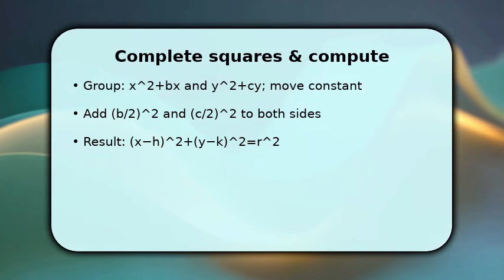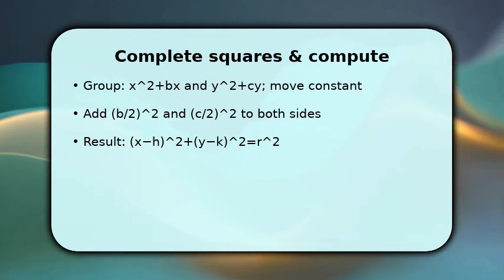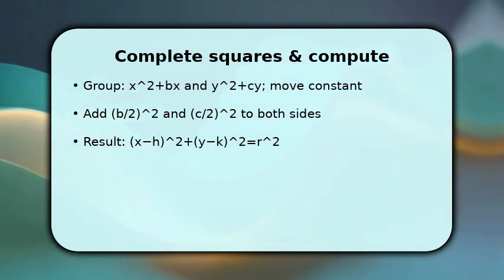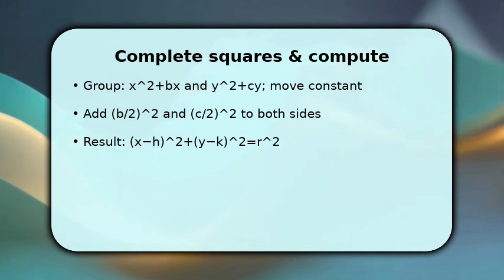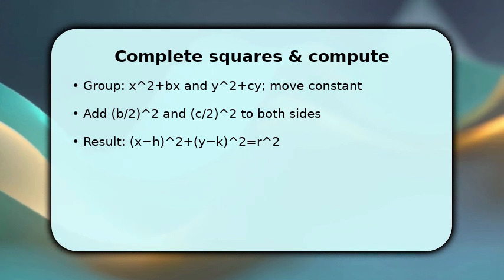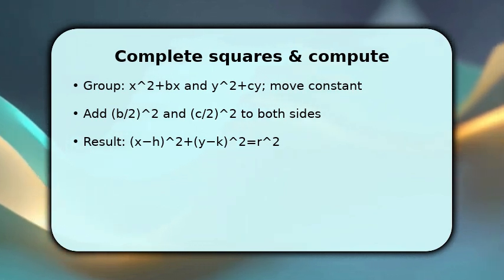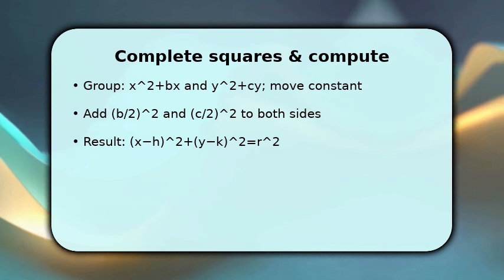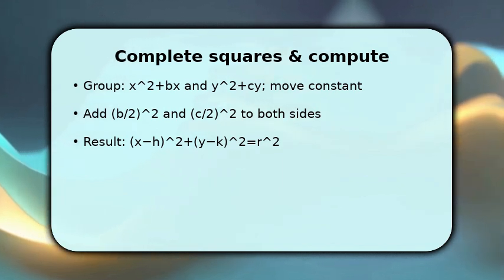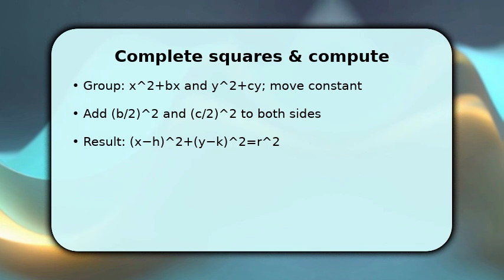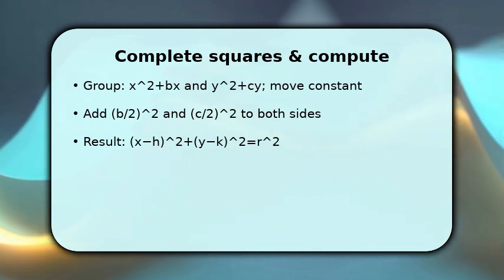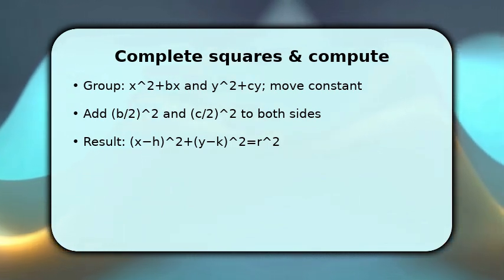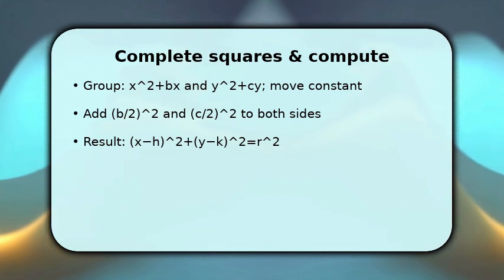You now carry out algebra to convert into standard form. Take the X group and add (B/2)². Do the same for Y with (C/2)², and add identical values to the right side so equality holds. Combine constants on the right, then simplify to find R². Take the positive square root for R. Make sure to simplify fractions and reduce signs so the center coordinates are exact. Once complete, record center and radius numerically for plotting.